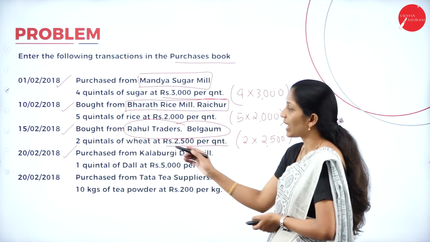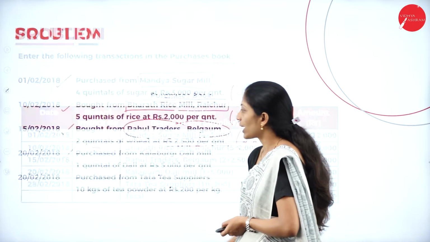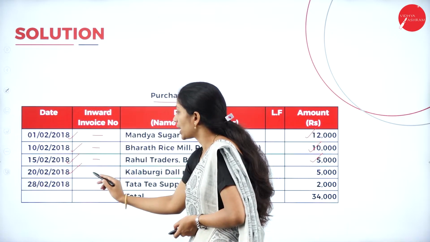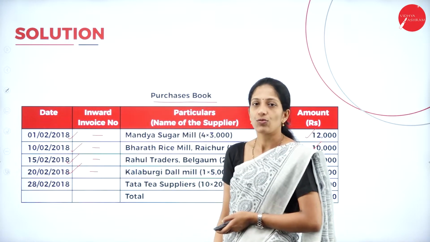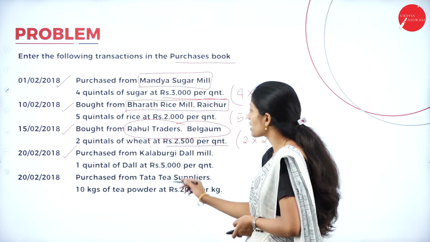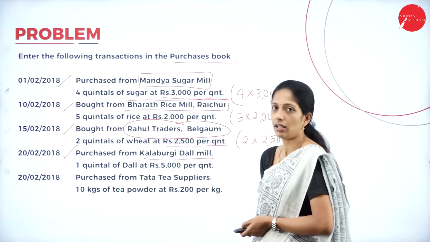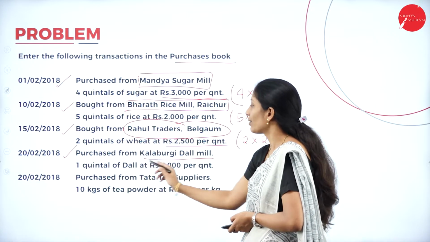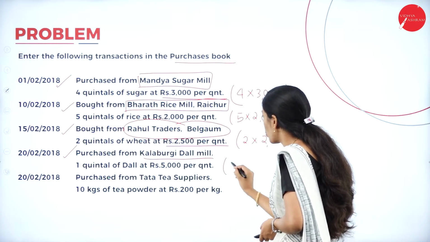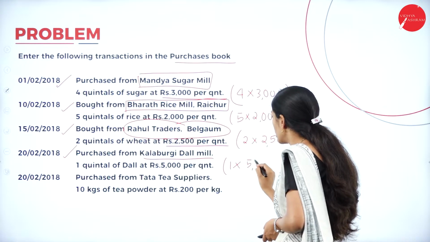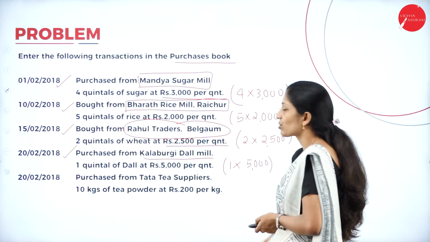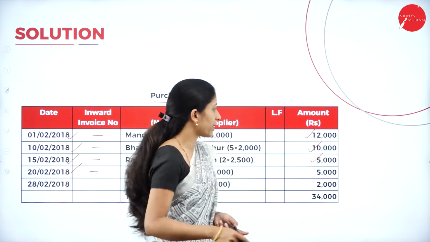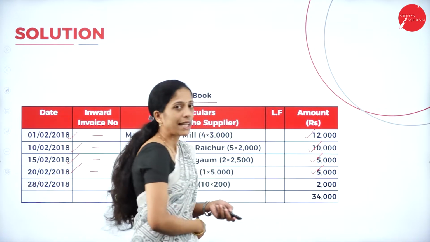So here also we have to record the transaction. So write the date 20 to 2018. There is no inward invoice number and what is the name of the supplier? Kalburgi Dal Mill. So Kalburgi Dal Mill and what is the amount? 1 quintal at rupees 5,000. So 1 into 5,000. So how much you'll get? It is 5,000. Next one.